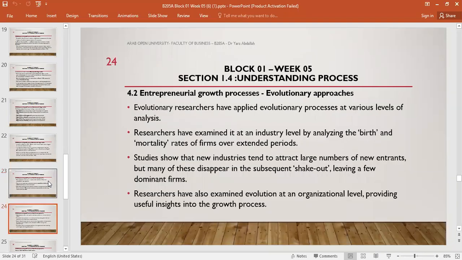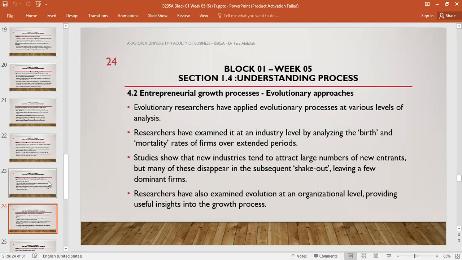This means what? This means that it tried to detect the evolutionary process at different levels of analysis: at the industry level, at the birth level, and at the mortality or death level. Studies here show that new industries tend to attract a large number of entrants.